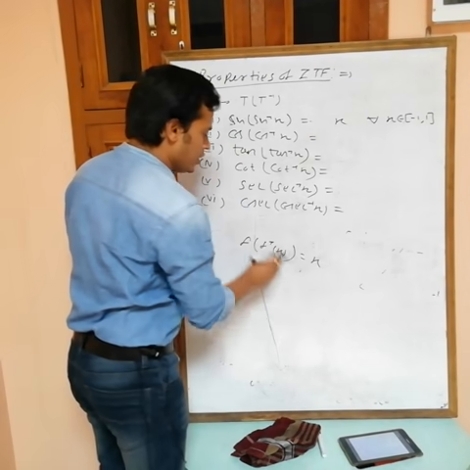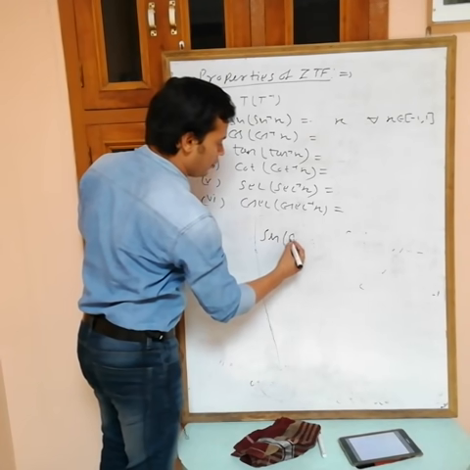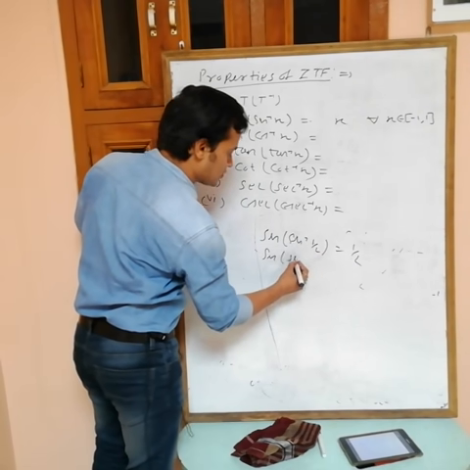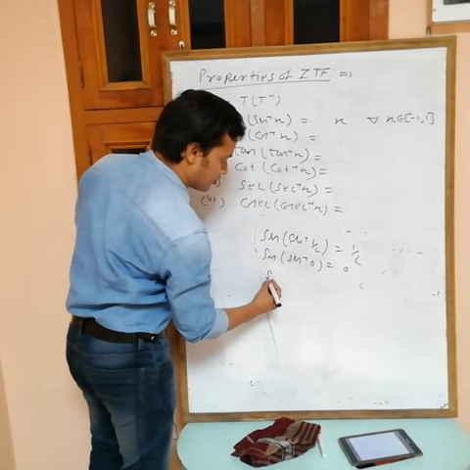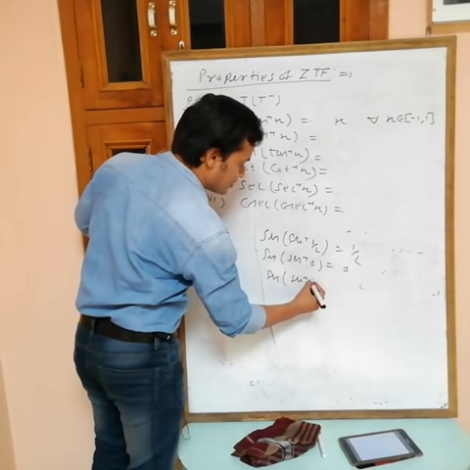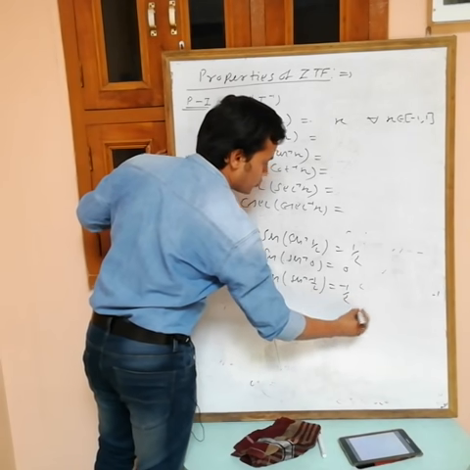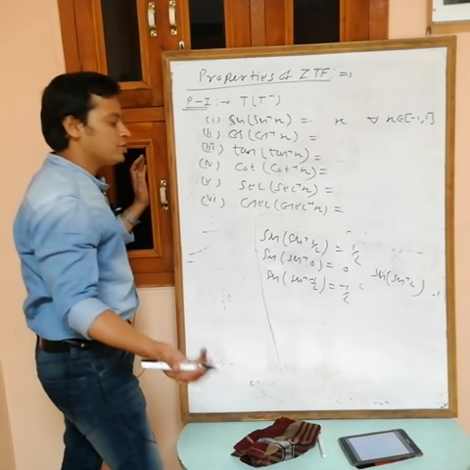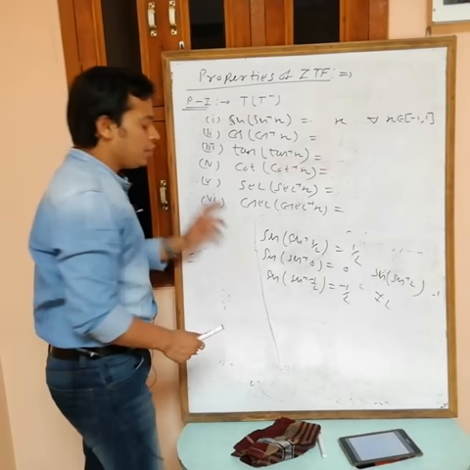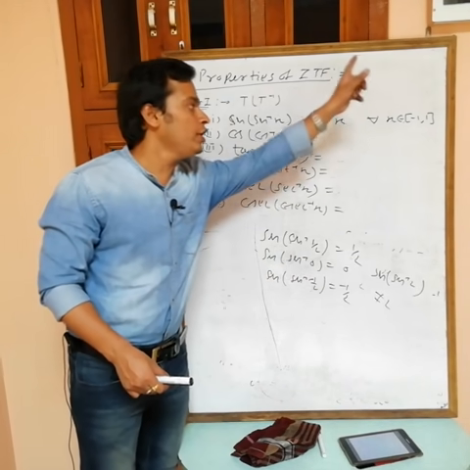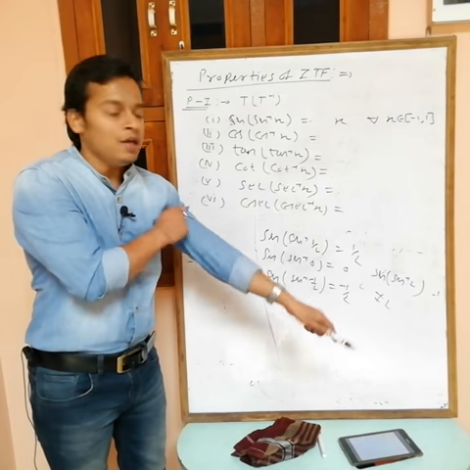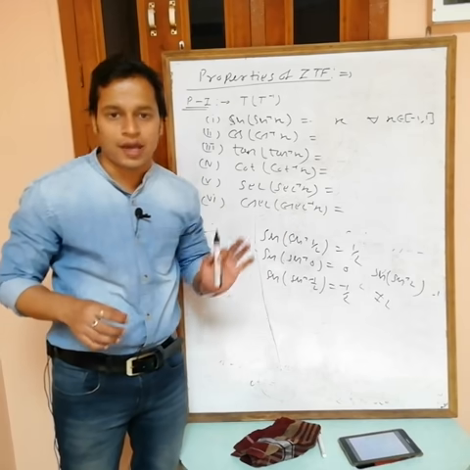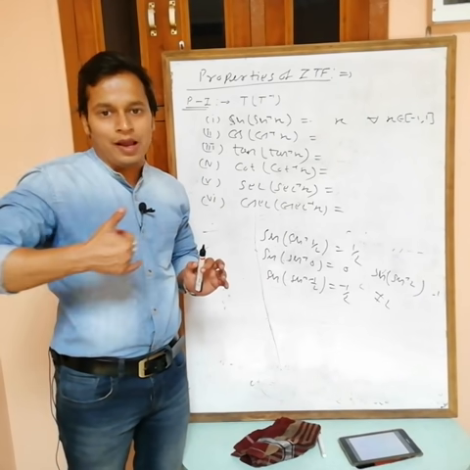It means if you have sine of sine inverse 1 by 2, then the value is 1 by 2. If you have sine of sine inverse 0, then the value is 0. If you have sine of sine inverse minus 1 by 2, then the value is minus 1 by 2. Sine of sine inverse 2 is not equal to 2. Sine of sine inverse x equals x is only true for minus 1 to plus 1. If you put any x outside this interval, then this can't be equal to x.